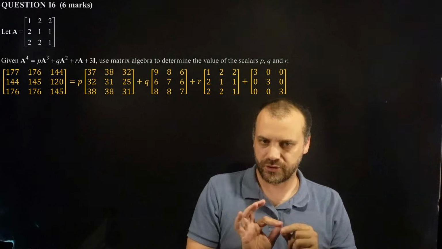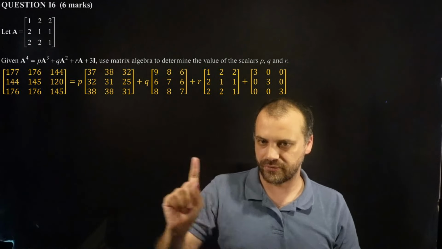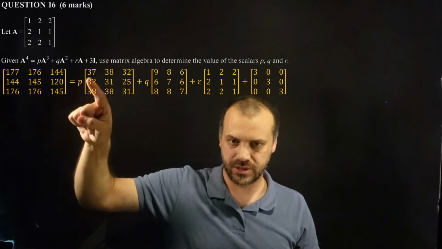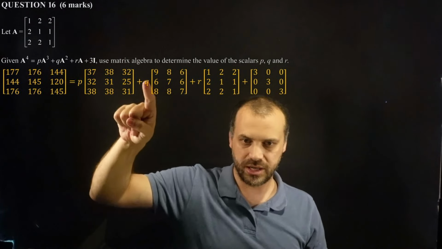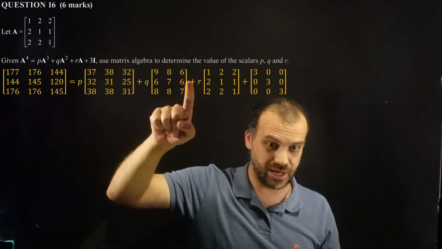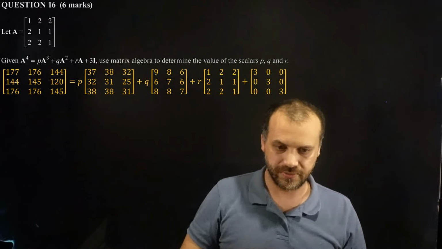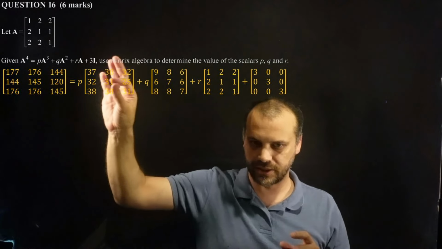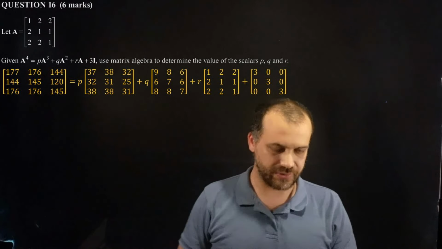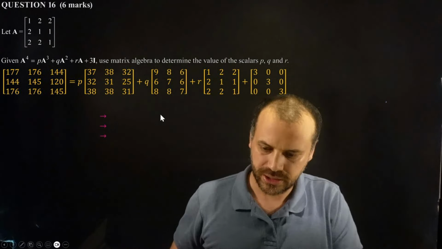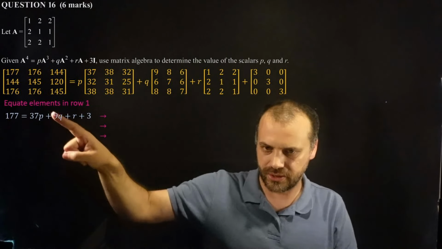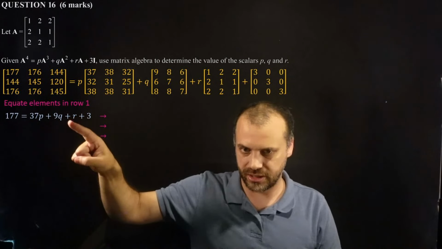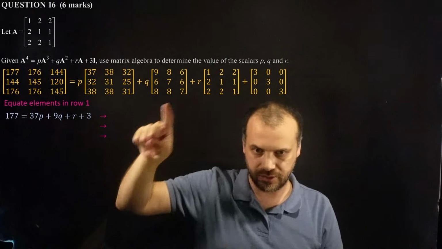Right. Now let's focus just on the first element of every single one of these. We have 177 equals 37P, 9Q, 1R, or just R, and finally 3. If this is equal to this plus this plus this, we're adding all those elements together to get 177. So we can express that as an equation. There's my equation. 177 equals 37P, the first element, 9Q, the second element, R, and 3.